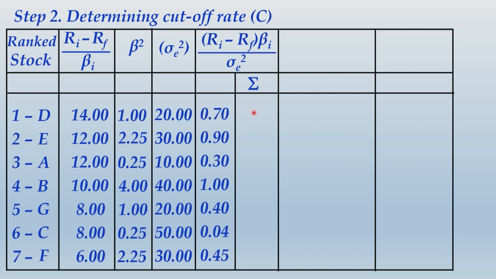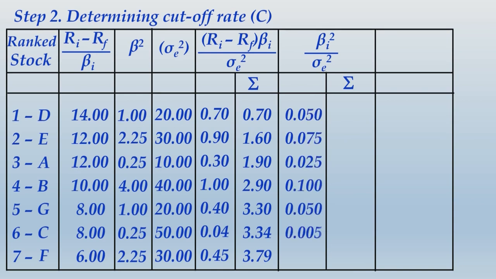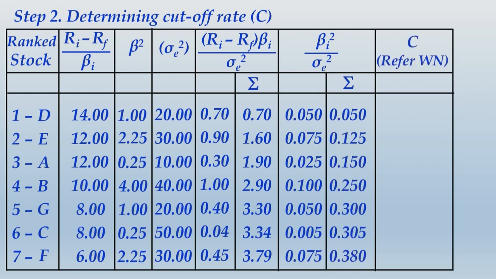So it will be 0.7 over here. This line, it will be 0.7 plus 0.9, that will be 1.6. Then 1.6 plus 0.3 will be 1.9, 1.9 plus 1 will be 2.9, and so on. I'll be happy to know if you have made all these calculations correctly. And then for this column, you have to simply take beta squared divided by sigma e squared. So this column value divided by this column value, and you have to split again this column into two. I told you, you have to first arrive at the base calculation and then the cumulative values. The calculations should exactly match what I am showing, and the cumulative values are also given over here.